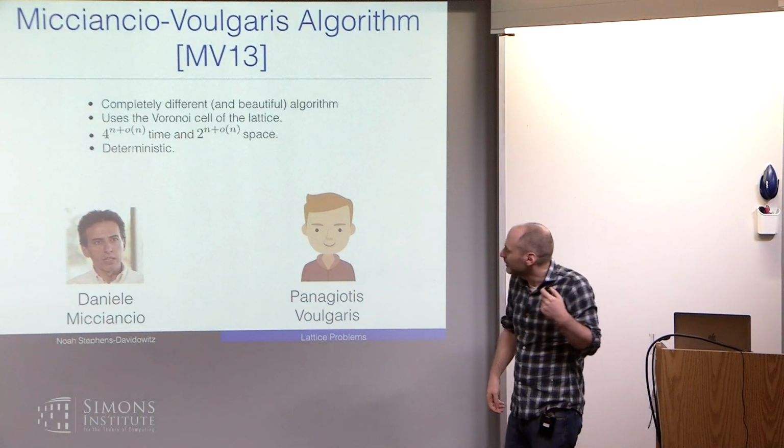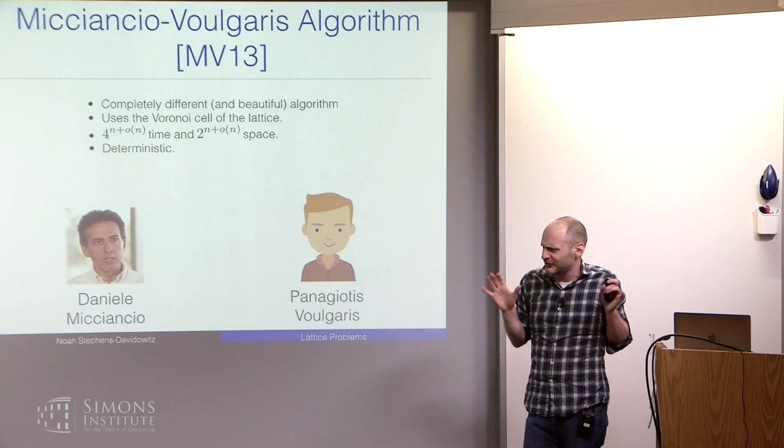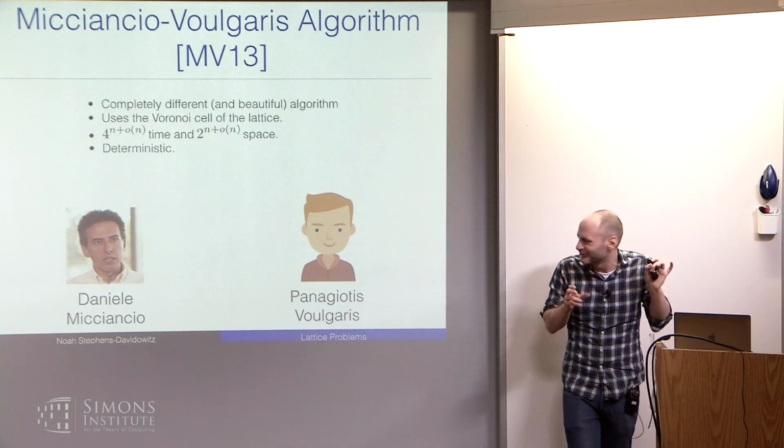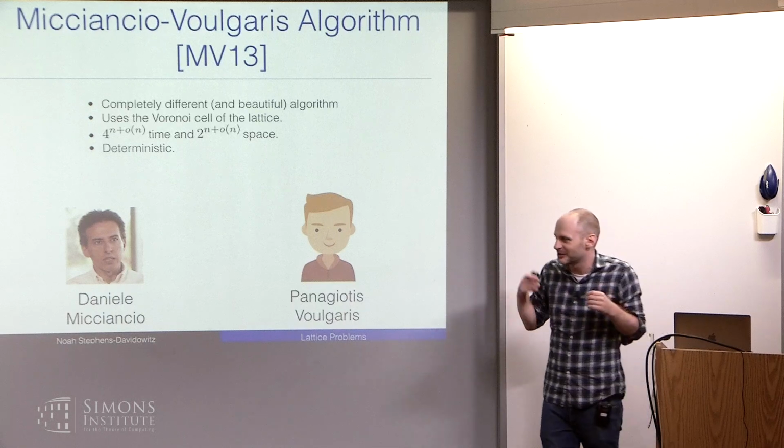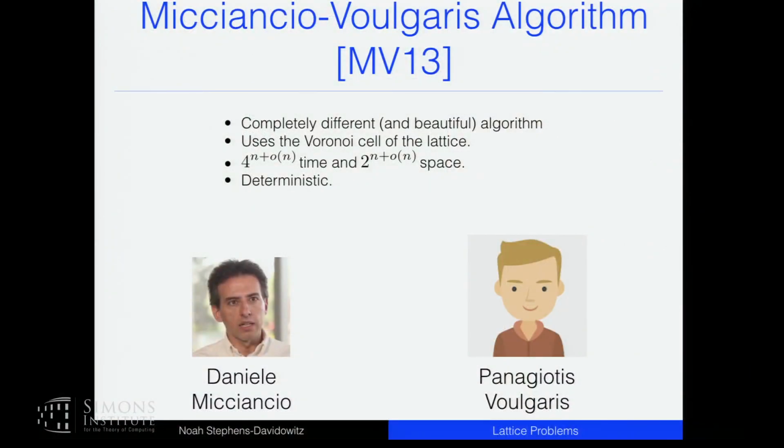And the other algorithm, which is completely out of left field, is this really beautiful algorithm by Daniele and Vulgaris, who does not have a picture online, so this is an artist's interpretation. They have a completely different algorithm. It's somehow much more geometric than all these other ones. It uses the Voronoi cell of the lattice, which is a really beautiful object. And as Daniele said, it runs in 4^n time, so not quite as good as the fastest provable that we have. 2^n space, so it ties there.